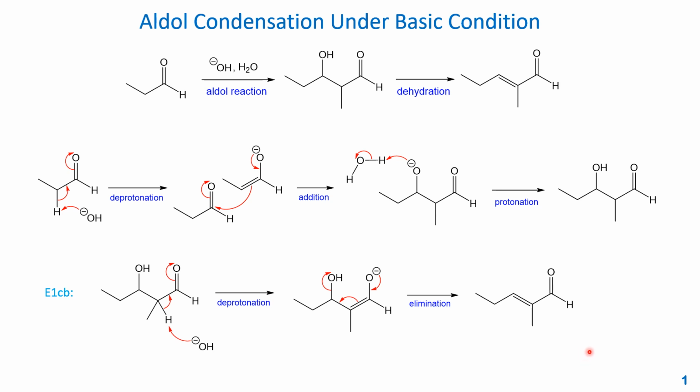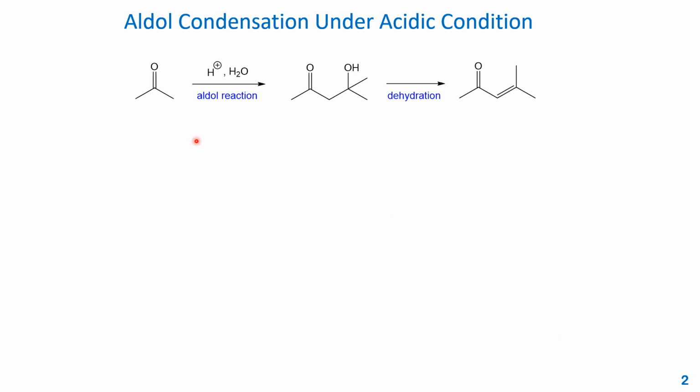Okay, now let's talk about the acidic condition. So we have a proton here now, and the first step is also aldol reaction. And in the second step, we need to lose one water, dehydration, to form this alpha beta unsaturated ketone, because this time I use acetone as an example, not the aldehyde like the last slides. They basically follow a similar mechanism.